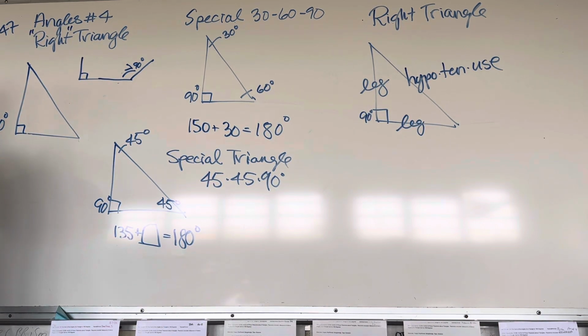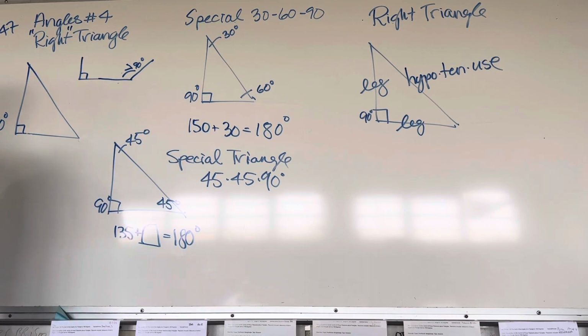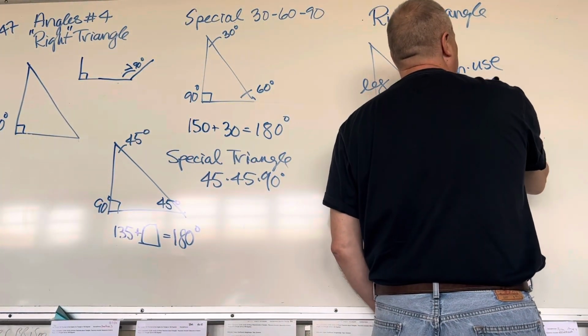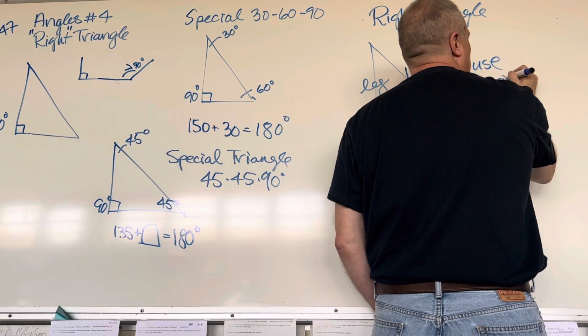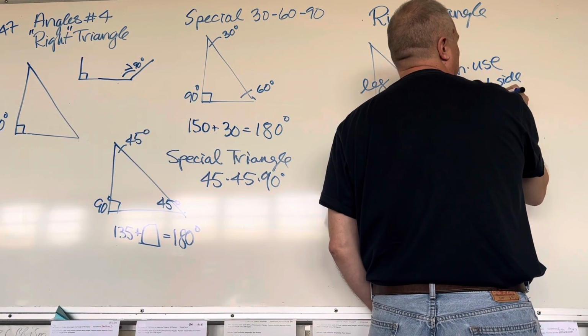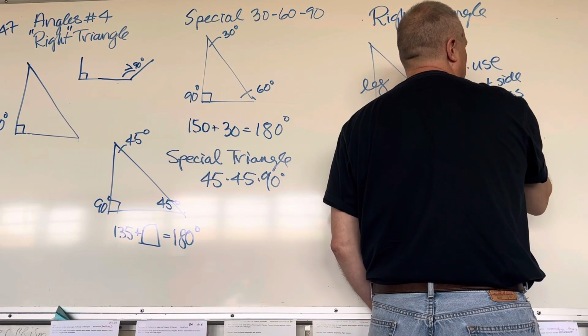Have you heard that? How many have heard this before? Somebody has to have. Okay. Good. I'm hoping you've heard it before. This is both the longest side and the side across from the largest angle. And in this case, it's going to be the 90 degrees, across from the largest angle.